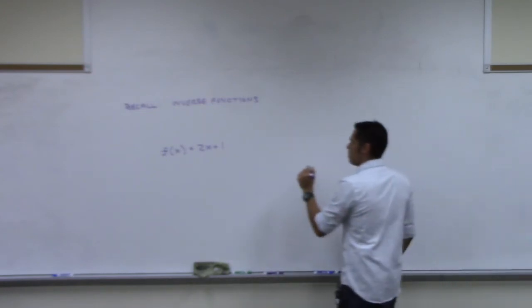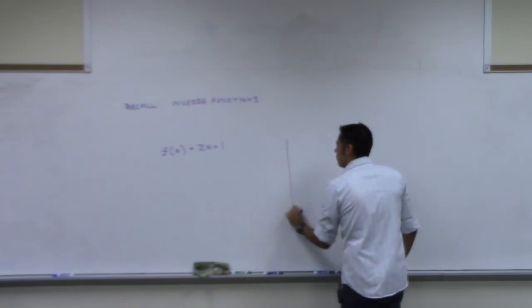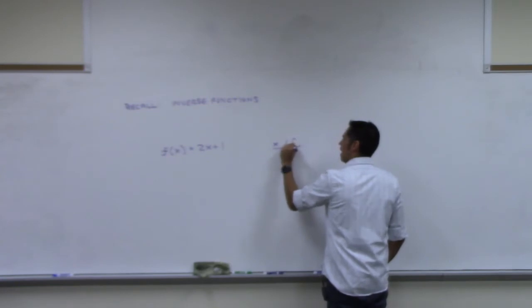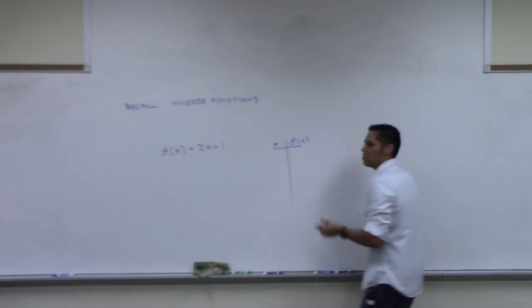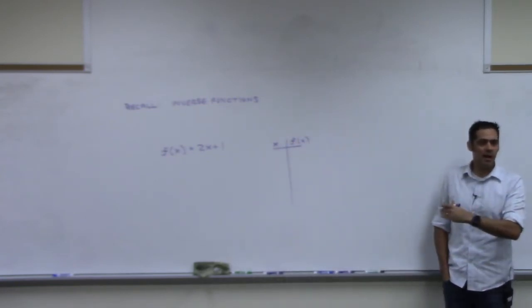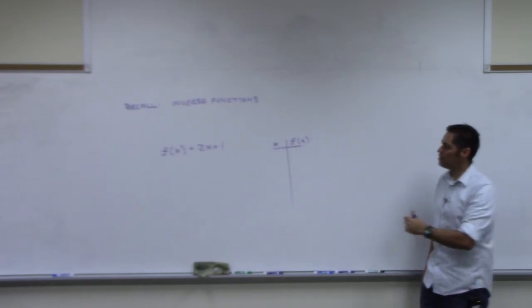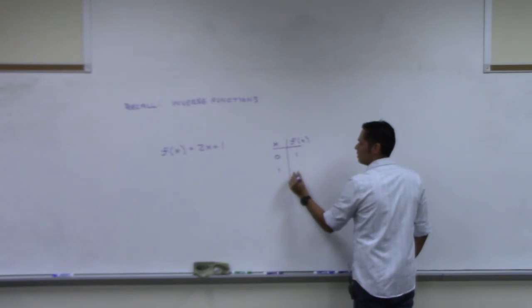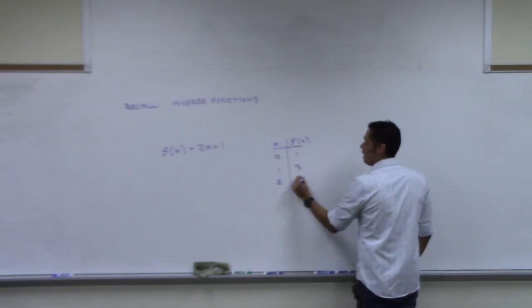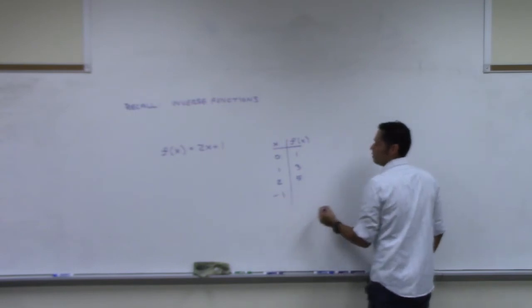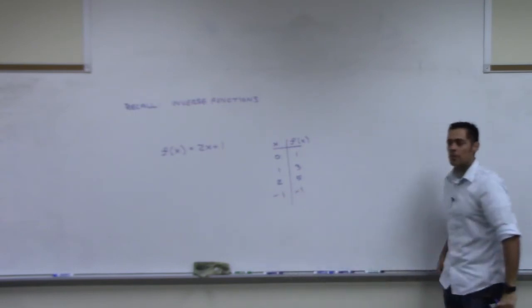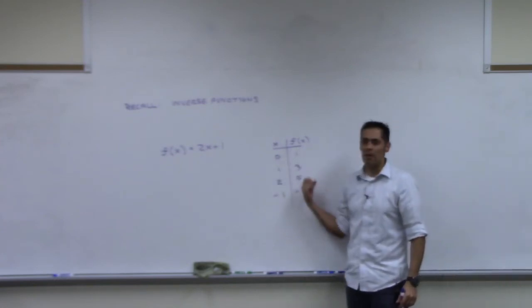So the idea here is this. If you were to draw a t-table, with x and f of x, I can start plugging in values for x and it's going to spit out values. If I plug in 0, what will this function spit out? 1. If I plug in 1, 3. If I plug in 2, 5. How about -1? It spits out -1. That's just plugging those in for x, that's what comes out.